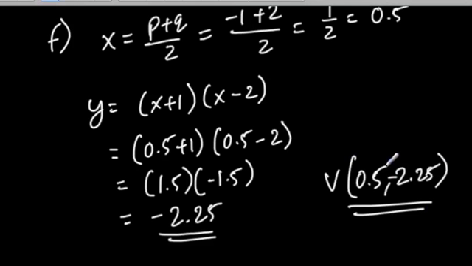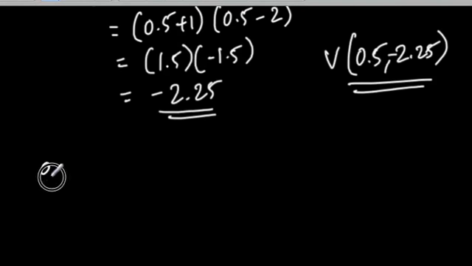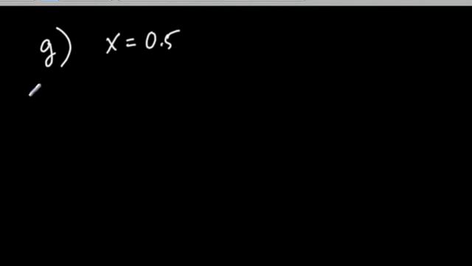Okay, that's our vertex. Now, G says to find the equation of the axis of symmetry. Remember, it's always equal to the x-coordinate of the vertex, so it's x equals 0.5. Now, H says to graph it, so let's graph it.